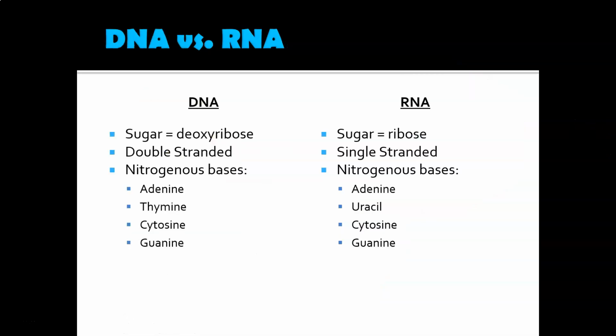So here are your big picture comparisons. The sugars are different. DNA is the deoxyribose, and RNA it's ribose. The other thing is how many strands they have. DNA is double-stranded, RNA is single-stranded, at least in most situations, in most cells. And then you've got your bases. The A, C, and G are still there, but now I've got thymine strictly in my DNA, uracil strictly in my RNA.